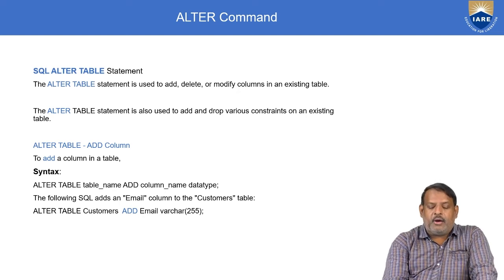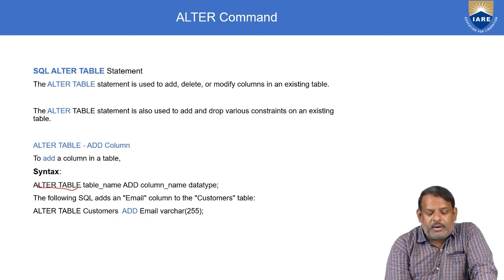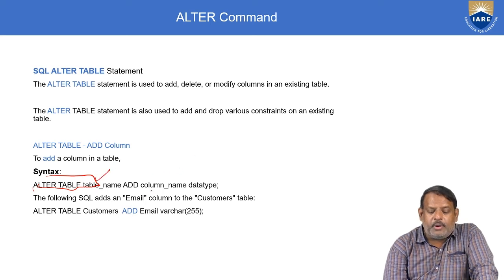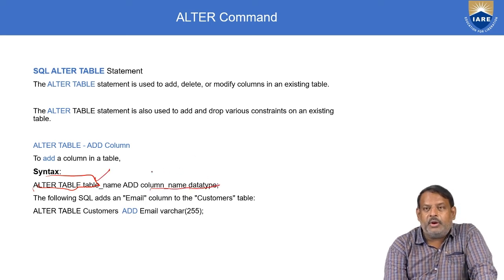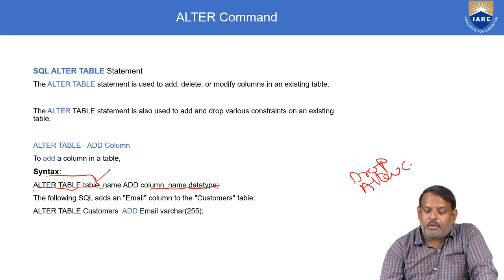In order to add a column, we have to follow the syntax: alter table, table name, add, column name, data type. You don't need to write the word column after add, like you did with drop column or alter column.